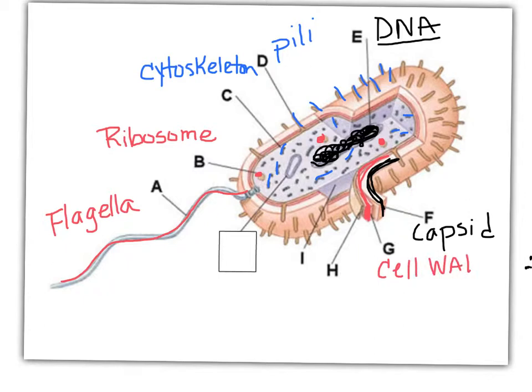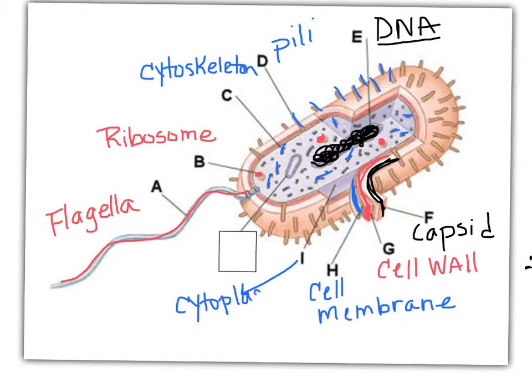And our last ones that we're going to look at, we have two left, are H and I. H is right inside the cell wall, and just like in plant cells, that's going to be our cell membrane. And letter I is that fluid that is inside of our bacterium, and that is going to be our cytoplasm.